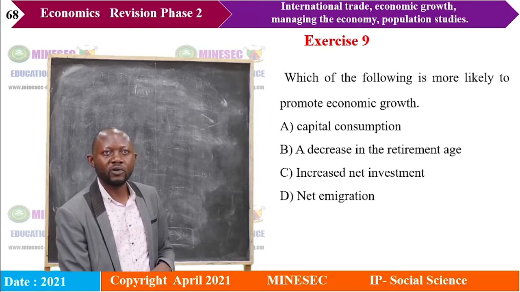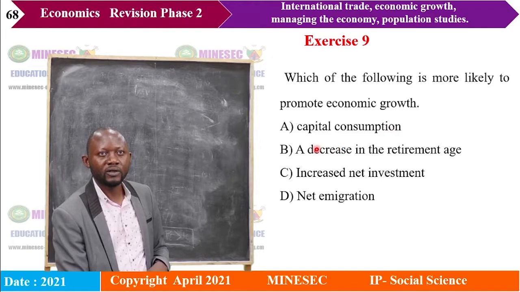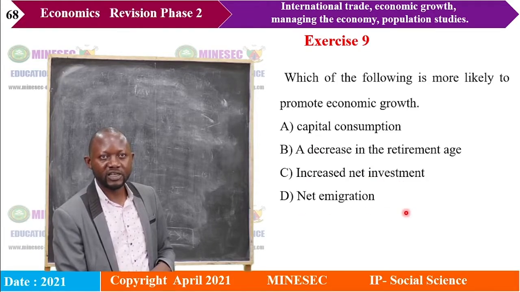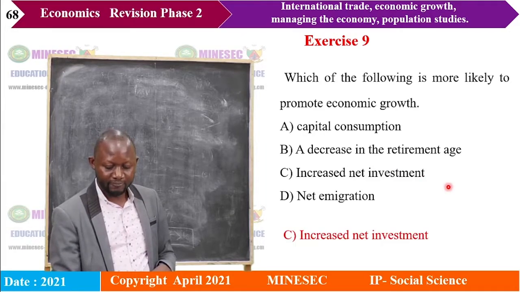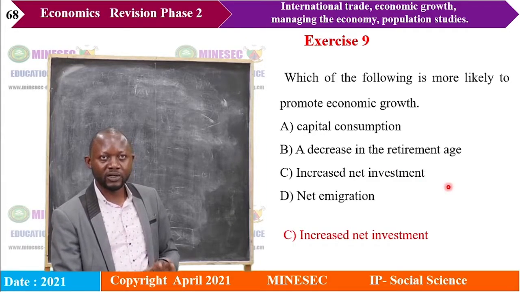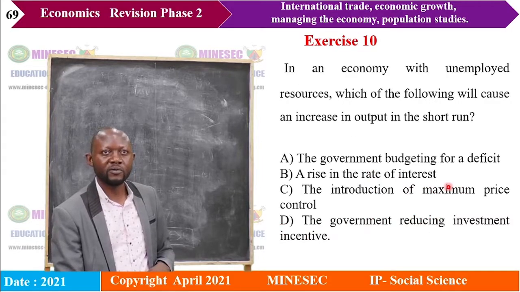Which of the following is more likely to promote economic growth? Capital consumption, the decrease in the retirement age, increased net investments, and net immigration. Here, it's very clear that the best answer is C, increased net investments. See, net investment is one of those determinants of economic growth.